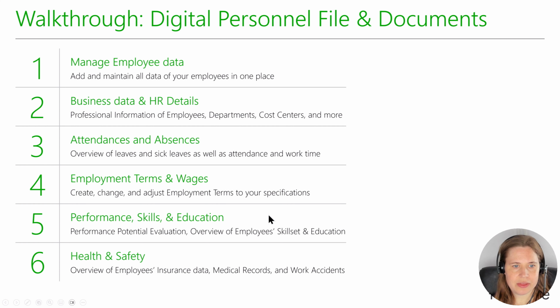Next, we will have a look at the performance, skills, and education tabs where all of your employees' information regarding performance and skills is stored. You can get an overview of your employees' skill set and education there, as well as access to the performance potential evaluation. Lastly, we will have a look at the Health and Safety tab, where your employees' insurance data is stored. You can also see medical records there and record work accidents if any of these happen. So let's get started.